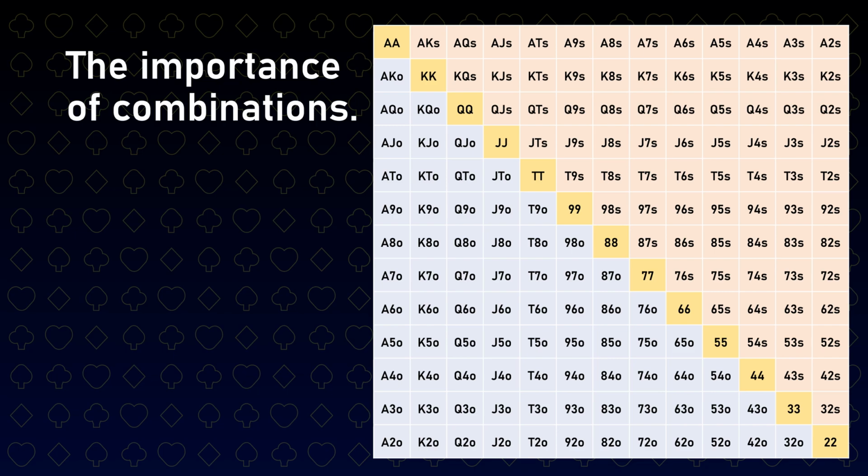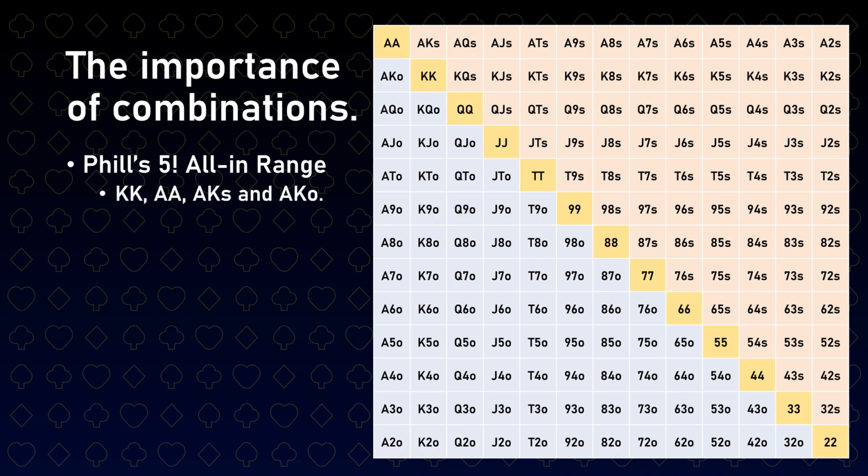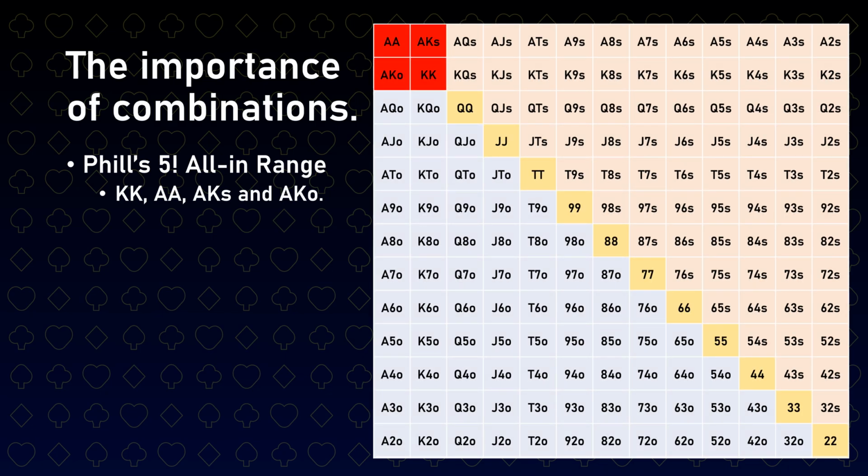Let's first look at range distribution using combinations. We will pretend a player, let's call him Phil. Phil has a 5-bet all-in range of kings plus and all the ace-king hands. Their range looks like this on the range grid.